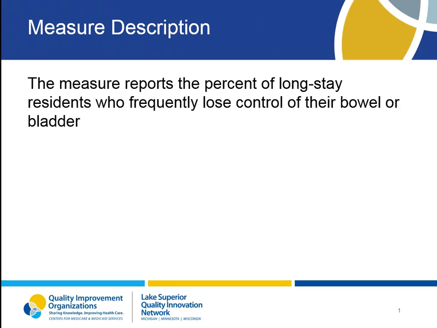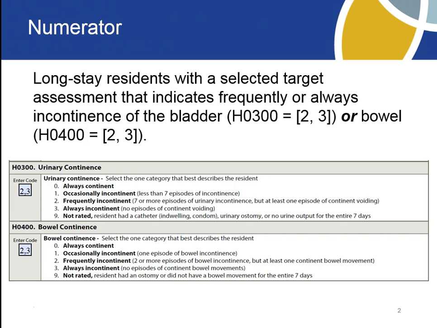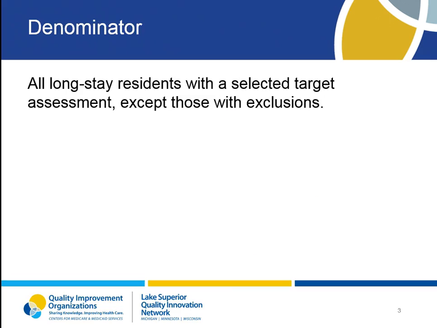The measure being reviewed is the percent of long-stay residents who frequently lose control of their bowel or bladder. The numerator for this measure is the number of long-stay residents with a selected target assessment that indicates frequently or always incontinent of bladder, so H0300 would be coded as 2 or 3, or frequently or always incontinence of bowel, H0400 would be coded as 2 or 3.